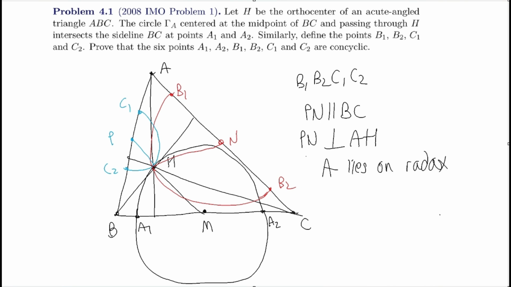And therefore, by power of a point from A to the red and blue circles, we get AC1 times AC2 equals AB1 times AB2. And that means that B1, B2, C1, C2 is cyclic. And this should mean that we're done because B1, B2, C1, C2 cyclic, and similarly C1, C2, A1, A2 cyclic, and A1, A2, B1, B2 cyclic should imply that all 6 points are concyclic. Or at least we hope, right?